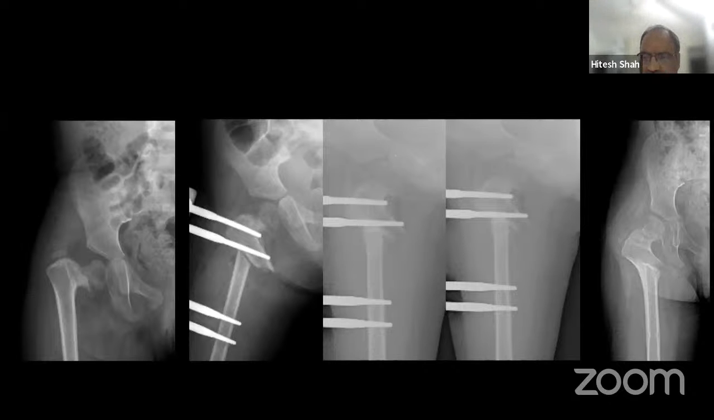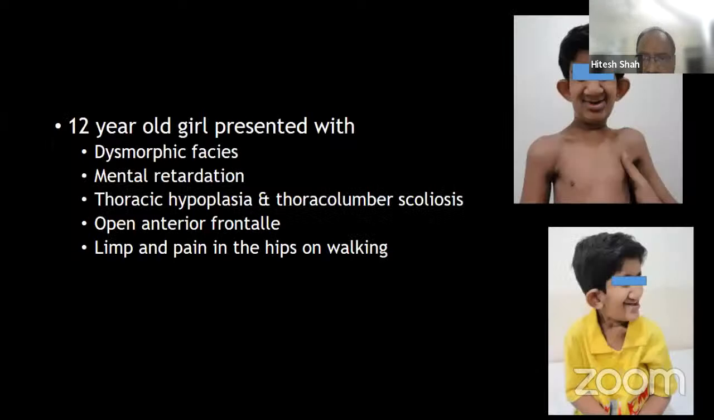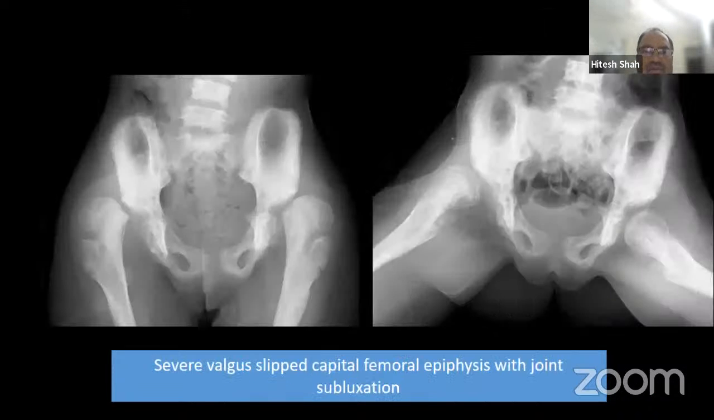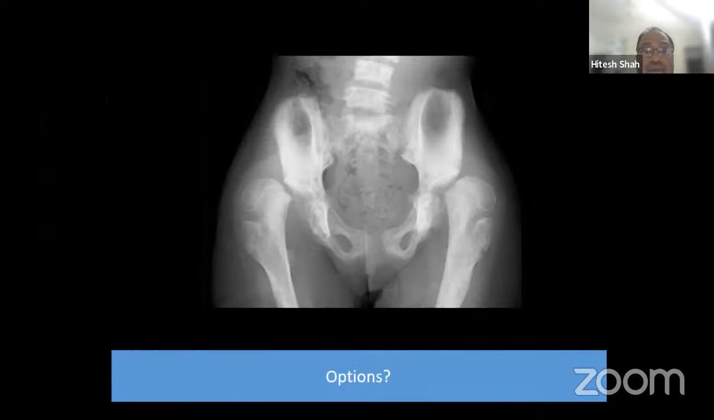Varus is corrected with the valgus osteotomy with lateral translation. It remained maintained. It's very common to have recurrence of the coxa vara. This is another child, a syndromic, dysmorphic patient with mental retardation, with multiple sclerosis, with almost bilateral hips subluxated with valgus slip capital epiphysis.